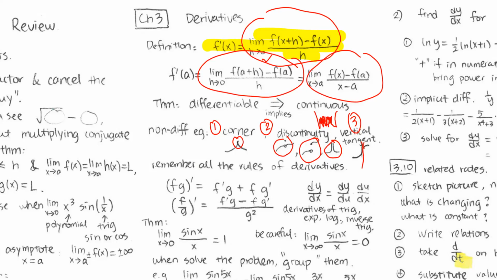Then we have the differentiation rules. We have the product rule, the quotient rule, and the chain rule.